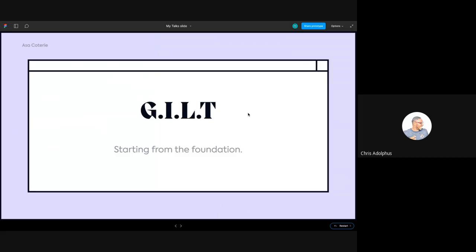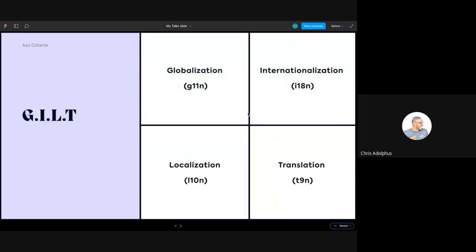Our conversation today is centered around localization in UX and product design. But I want to start from the foundation, and the foundation starts from this point, which is the guilt. What guilt really means is globalization, internationalization, localization, and translation.